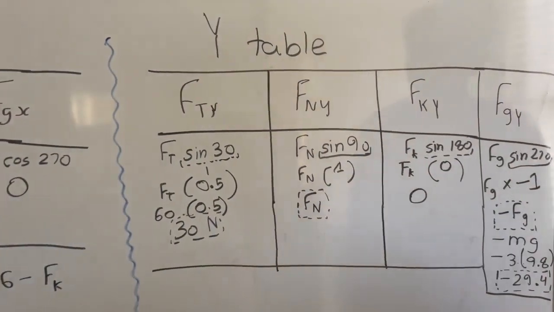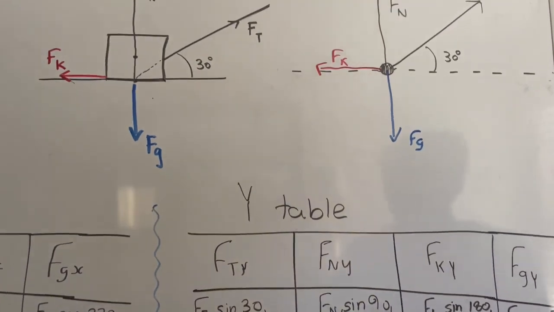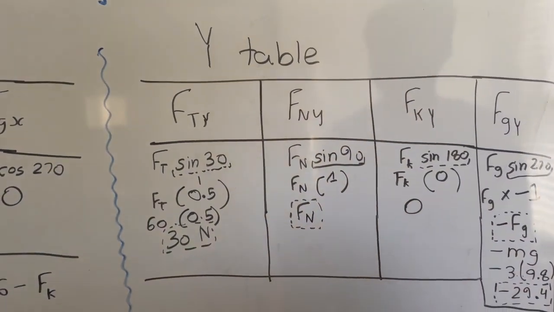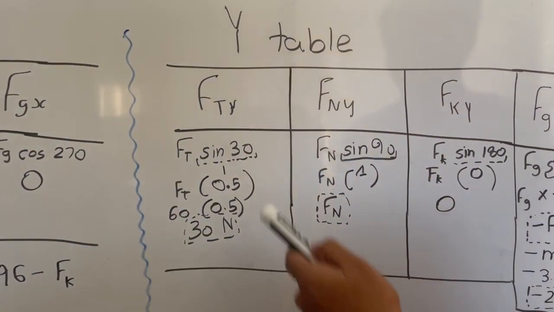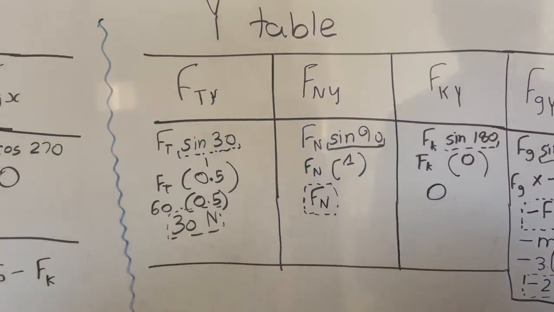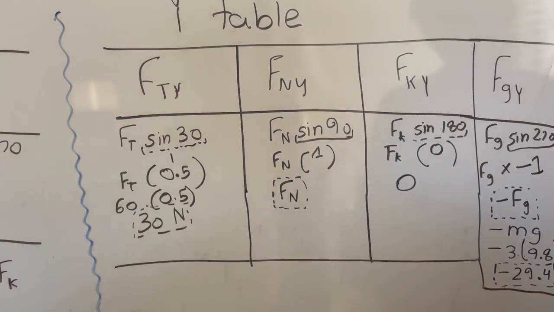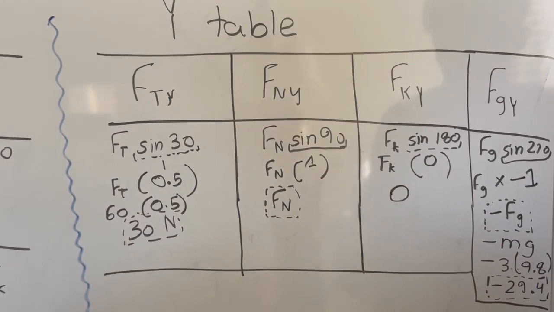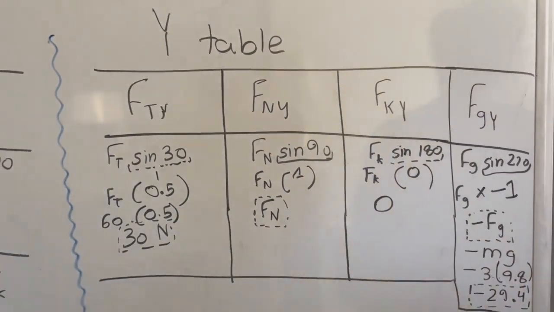Here's Fty, which is Ft sine 30, same angle. But however, now we're just using sine. Sine 30 is 0.5, and since we already know that Ft is 60, 60 times 0.5, we'd end up with 30. Here, Fny, same angles as before, but now sine. Sine 90 is 1, we'd end up with Fn. Fky, sine 180 is 0, and Fk times 0 is 0.